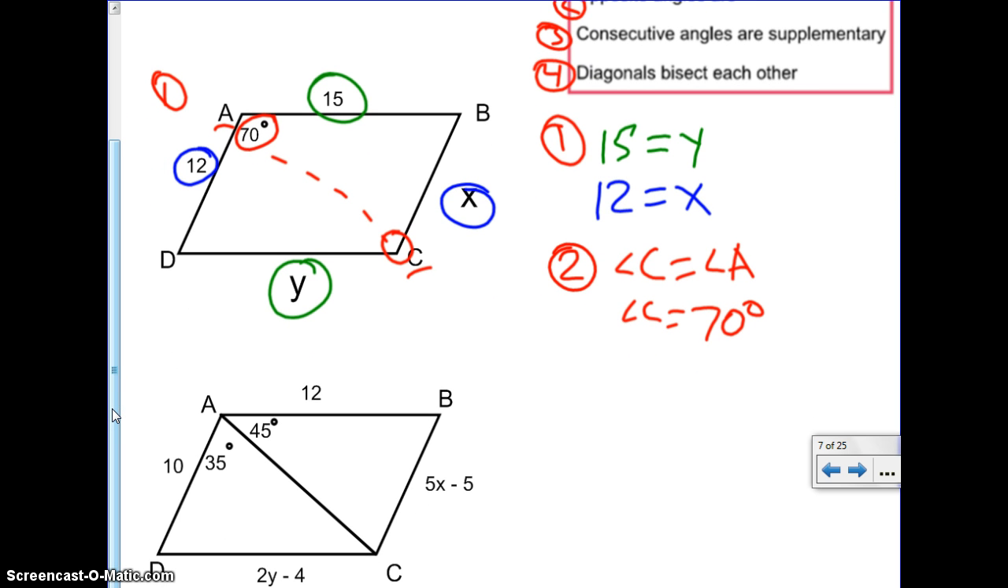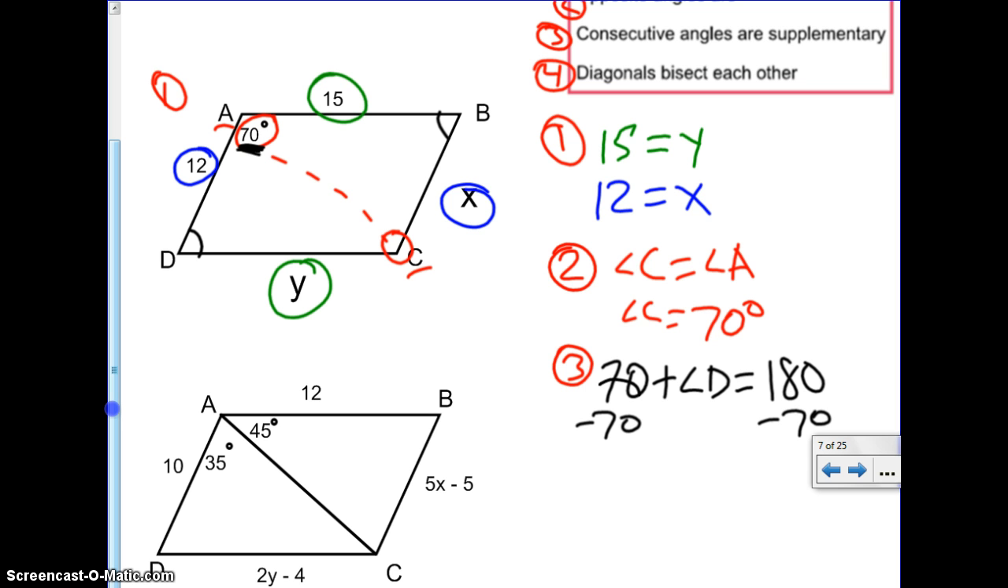Now let's look at the third property. The third property says consecutive angles are supplementary. Consecutive means right next to one another. So if this is 70, what's the consecutive angles? Well, it could be either D or B, right? And we know they're the same because they're opposite angles. So that means if I add this 70 and this angle D, I'm going to get 180. So using the third property, we can say 70 plus angle D is going to give us 180.